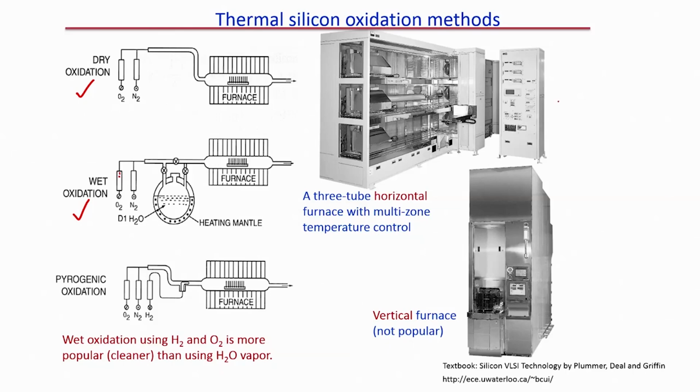Now, these are the actual photographs of the horizontal multi-zone furnace used to grow thermal oxide on silicon wafers.